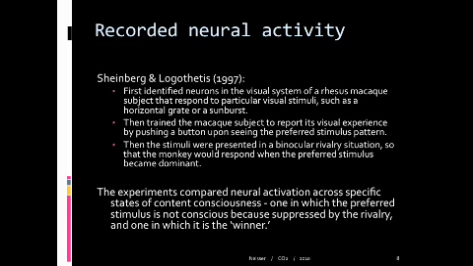They then trained the macaque subject to report its visual experience by pushing a button upon seeing the preferred stimulus pattern. The stimuli were then presented in a binocular rivalry situation so that the monkey would respond when the preferred stimulus became dominant. Thus, the experimenters had a way to compare neural activation across very specific states of content consciousness: one in which the preferred stimulus is not conscious because suppressed by the rivalry, and one in which it is the winner.